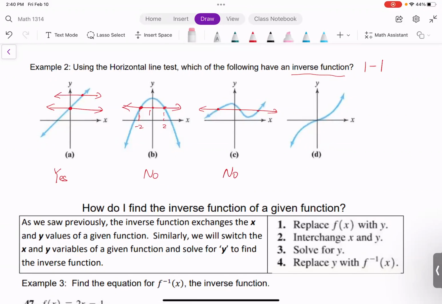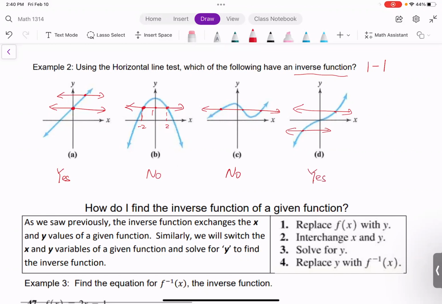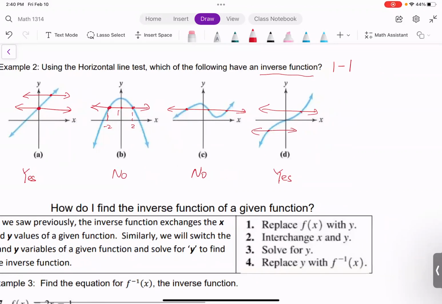And for the next one, if I draw a horizontal line, I have one intercept. Any horizontal line has one intercept. Yes, this has an inverse function. And let me ask you this: if I give you a graph like this, and let you use a horizontal line, can you say this one has an inverse function?